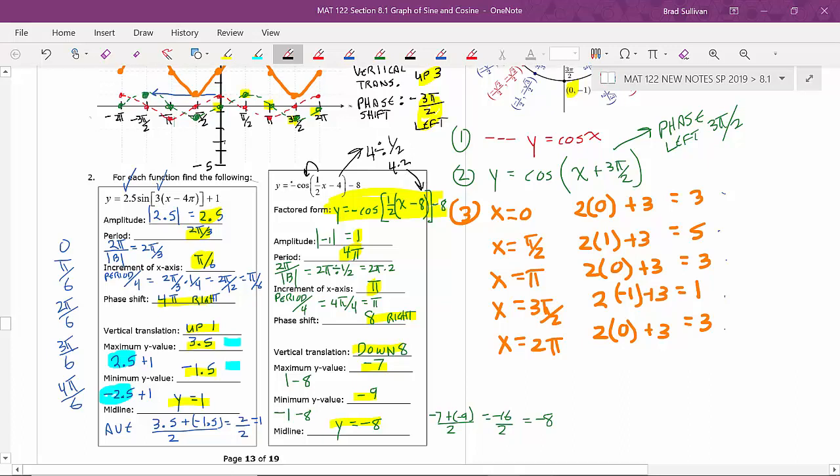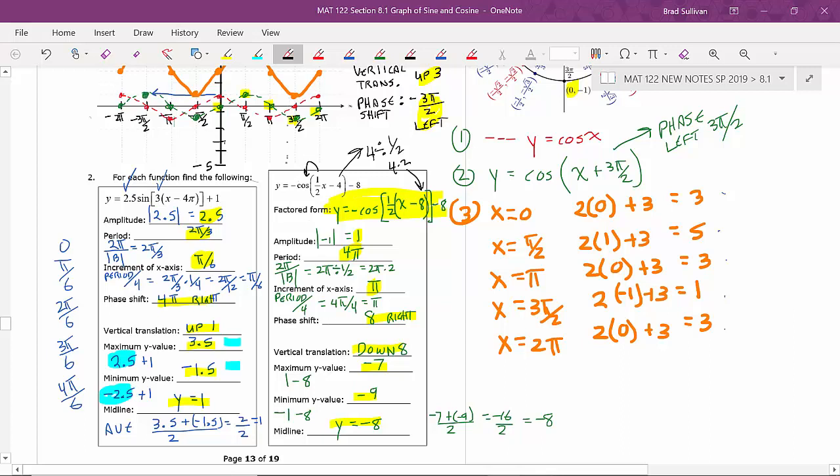Okay, the amplitude's 1. That's the number in front of the cosine. The period is 2 pi over b. b is 1/2. So 2 pi divided by 1/2 is 2 pi times 2, so that's 4 pi. The increment, take the period 4 pi and divide by 4 to get pi. Phase shift is 8 to the right. Vertical is down 8. Okay.